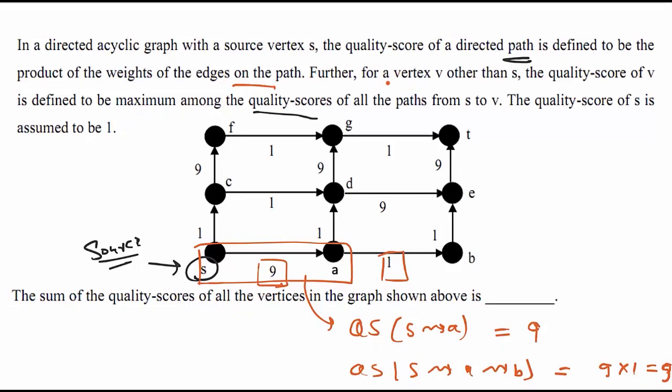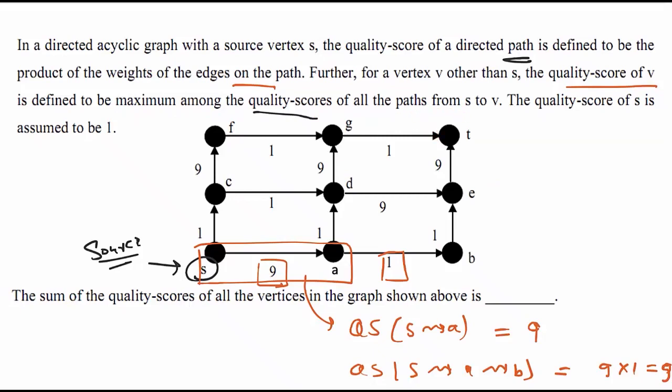Further, they are defining a quality score of a vertex. Okay, this is a quality score of a path, and further they are defining a quality score of a vertex V, which is defined to be the maximum among the quality scores of all the paths from S to V, right?